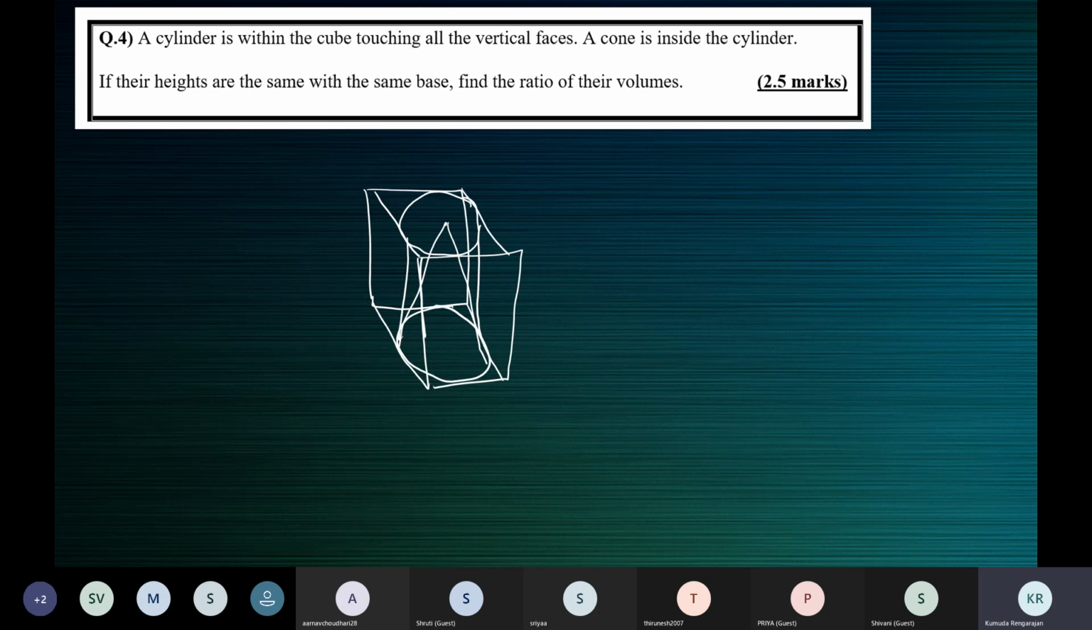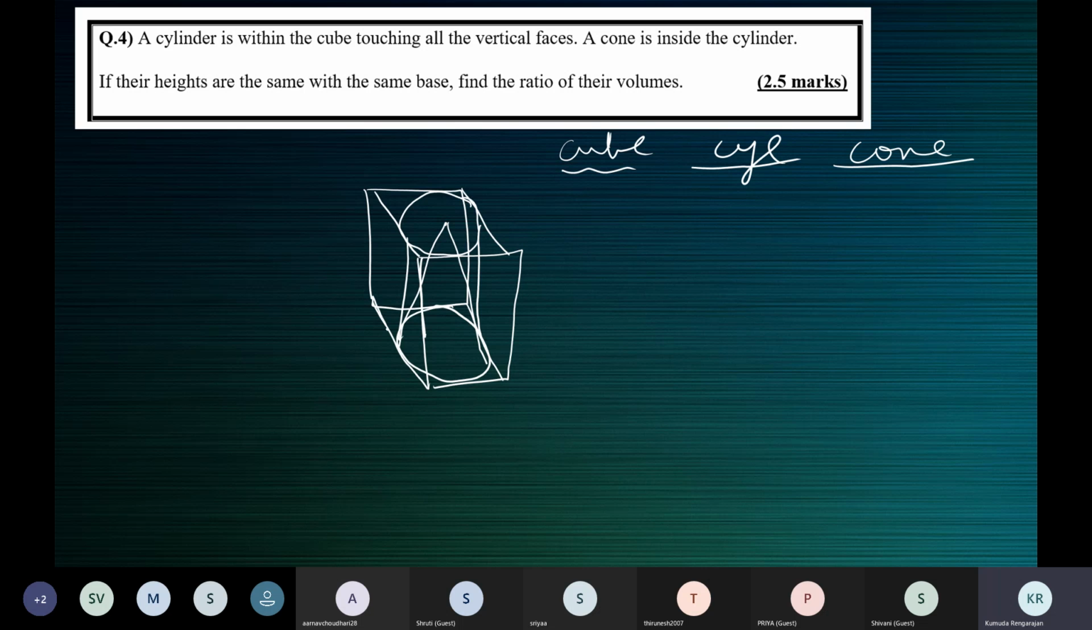Now, given this info, you should find the ratio of their volumes. I think I've managed to draw the diagram. You can understand. So let's proceed with this. Now tell me cube, cylinder, cone. Don't write down anything, children. I'll show you the answer, like I showed you for the earlier one. Just discuss this first.